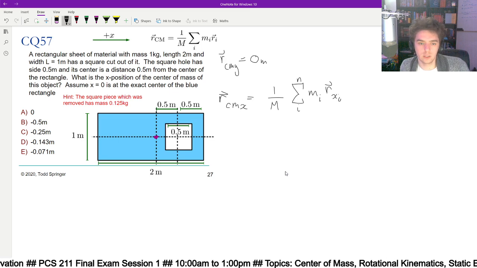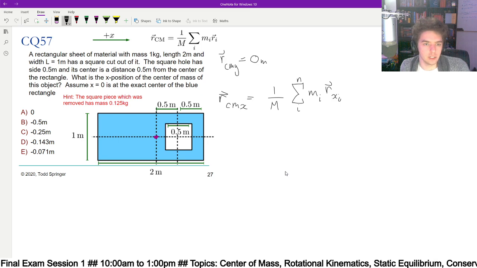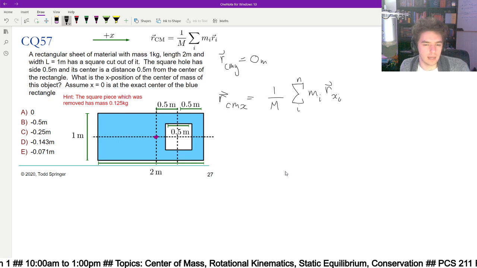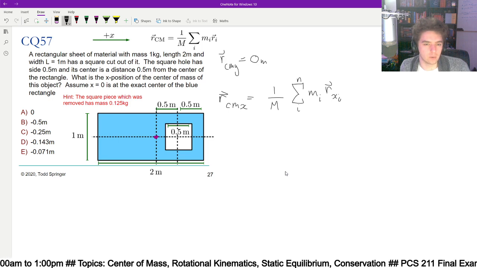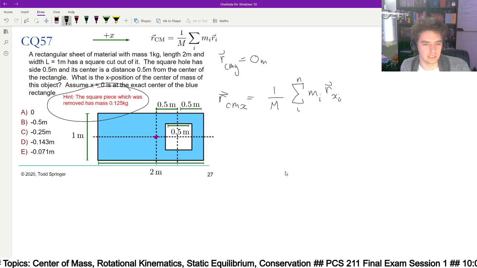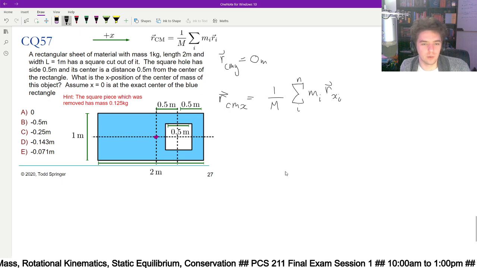So what's the total mass here? Well, we have a sheet of metal with 1 kilogram. We don't know the mass of that thing because they took it out. Oh no, never mind, we do know it. Hint: the square piece which was removed has a mass of that. So we do know that. We actually know everything now.